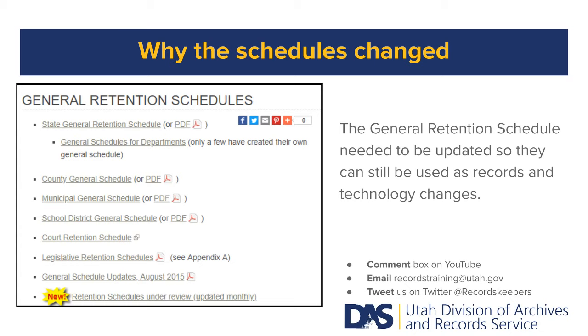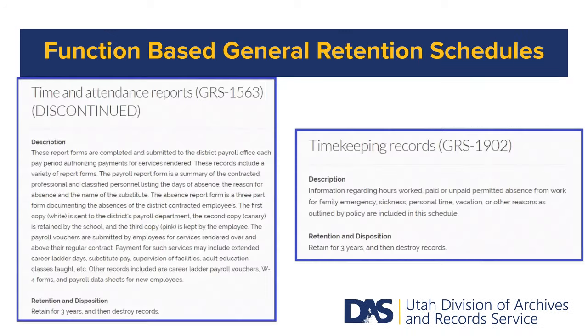And as Heidi mentioned, the old general schedules were really form-based, paper-based, and they talked about specific programs and processes. So for example, we had a schedule like this, 1563, that is really detailed, going into the type of the form. It says about halfway down that the first copy is the white copy, the second one is canary, retained by the school, the third one's kept by the employee. And so if the form changes, the general schedule had to be updated.